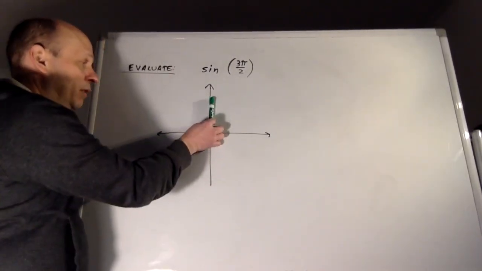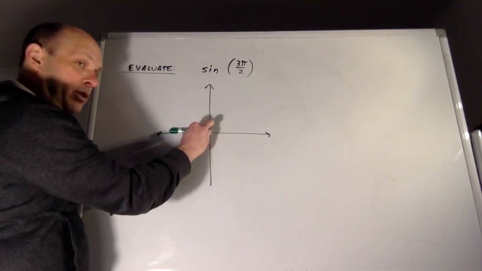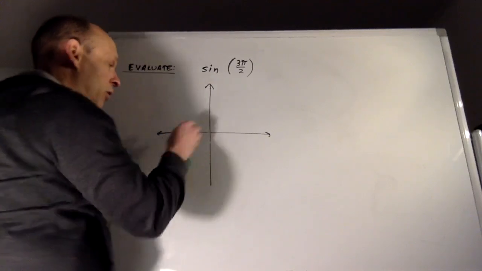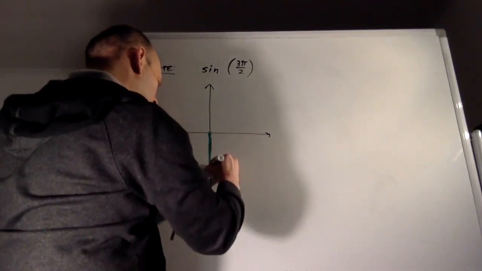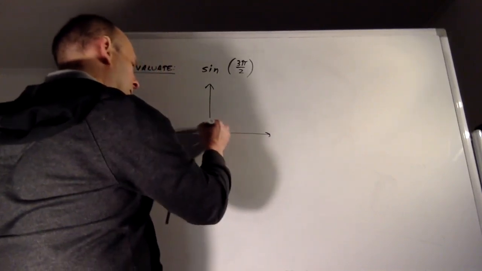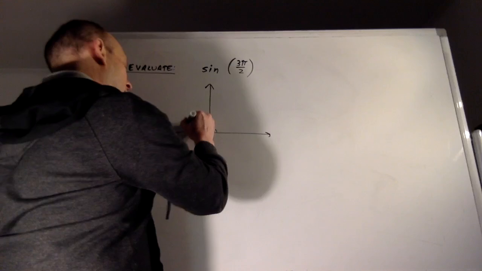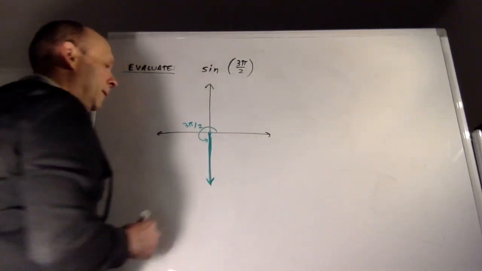So this is 1 pi over 2. This is 2 pi over 2, in other words, pi radians. Here's our 3 pi over 2. So that's one way you can do it. Or you just might remember, we looked at this before, 3 pi over 2 is the same as 270 degrees. So this is my angle of 3 pi over 2 radians.